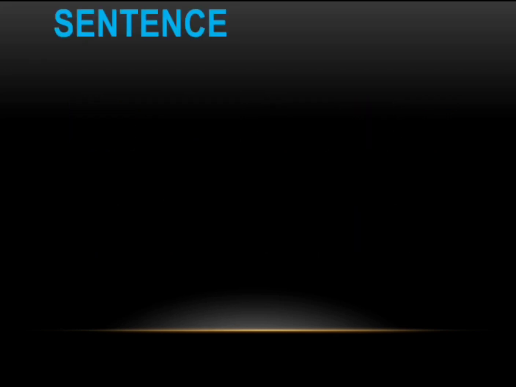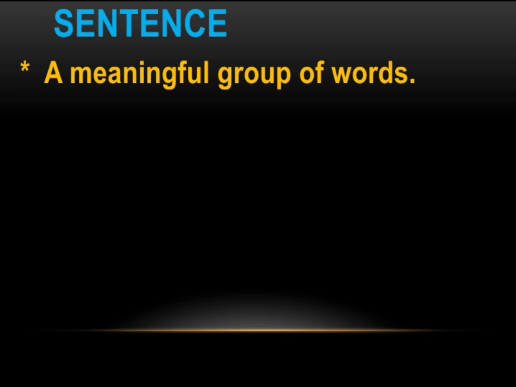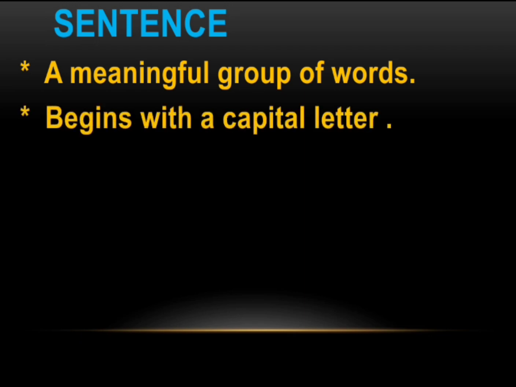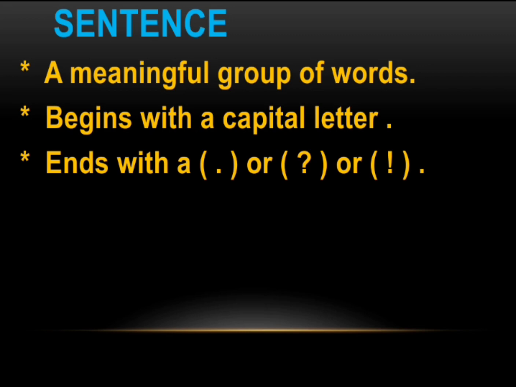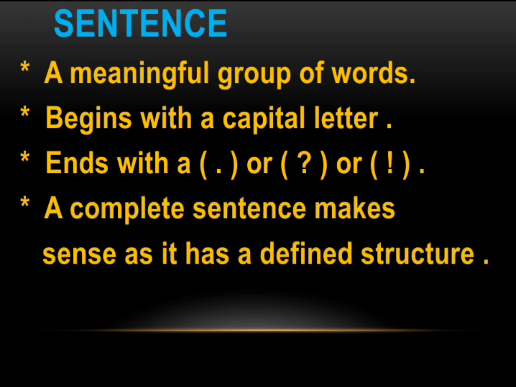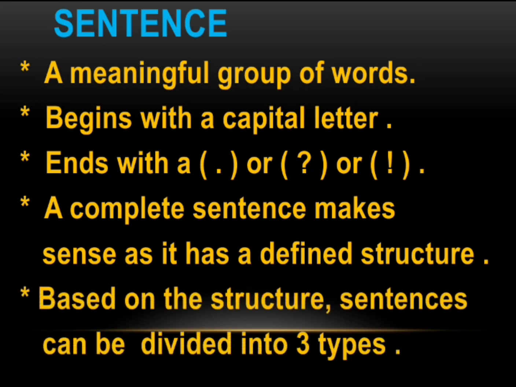First, what is a sentence? A sentence is a meaningful group of words. It begins with a capital letter and ends with either a full stop or a question mark or an exclamation sign. A complete sentence makes sense as it has a defined structure. So each sentence has a defined structure, and based on the structure, sentences are divided into three types. Let us see what the three types are.